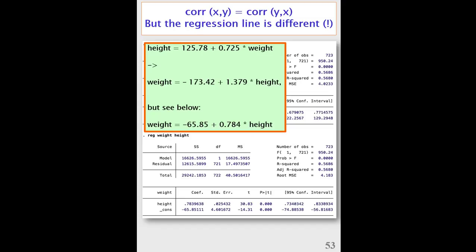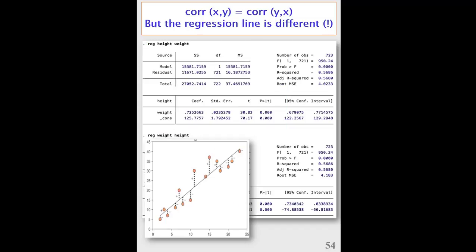You might think, if I now run the regression the other way around, I'm going to find that one. But that's not the case. I find this one. Sort of related, but different. And why is that? Well, that is because of this here.